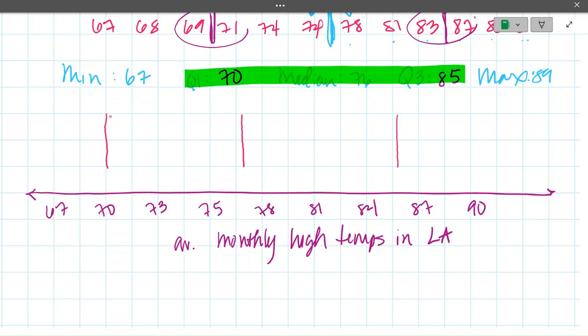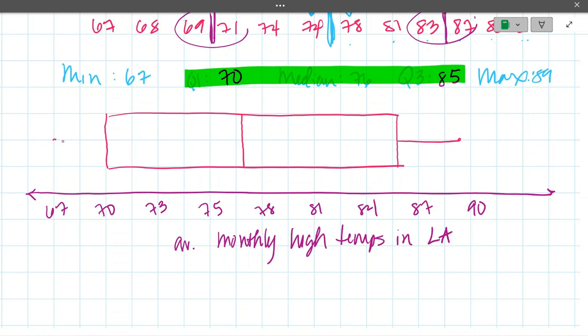So now I'm going to go ahead and make my rectangle, and I'm going to do the whiskers. My maximum is 89, so that's going to be about right here. And my minimum is 67, so that's right here. Okay, so this is my box plot.